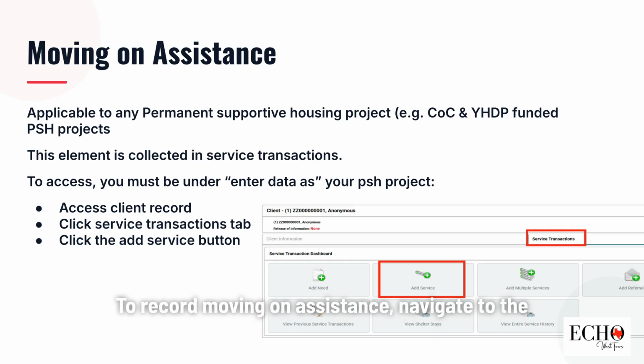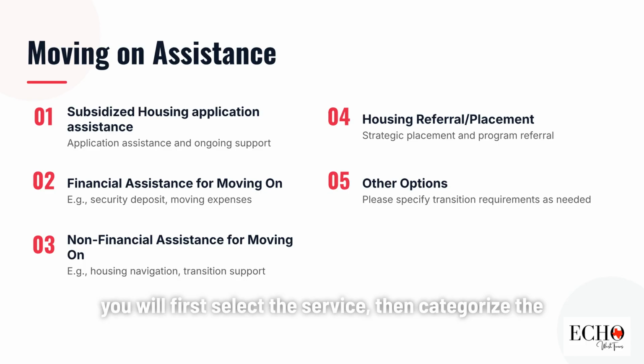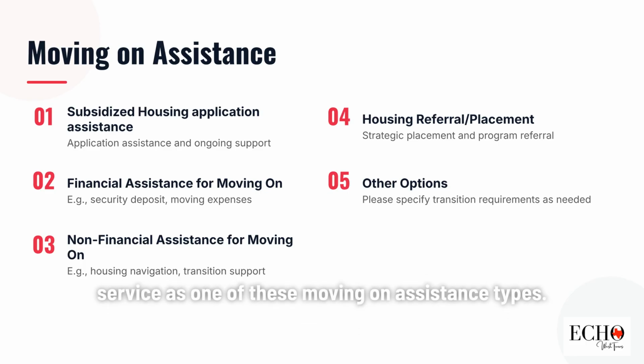To record moving on assistance, navigate to the client's profile. Click the Service Transactions tab, then click the Add Service button, and make sure the provider is a PSH provider in the dropdown. When providing a service for moving on assistance, you will first select the service, then categorize the service as one of these moving on assistance types.